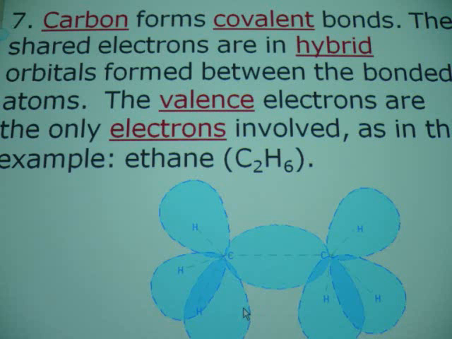Covalent bonds. This is kind of how it looks with ethane. It's a fuel source for many cooking stoves. All those bonds, when they break, they produce energy. That's the flame that cooks your wiener or cooks your marshmallow or whatever you're cooking.